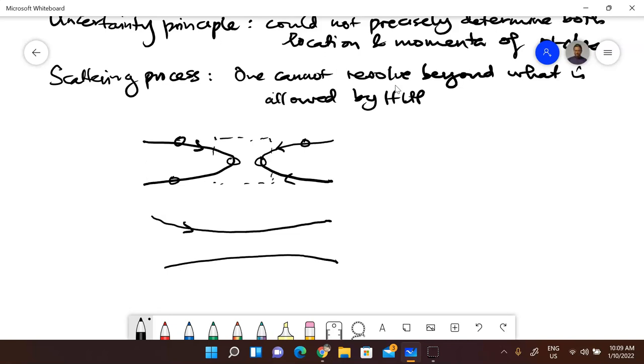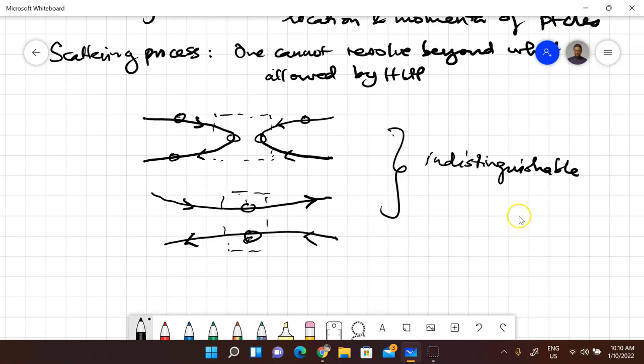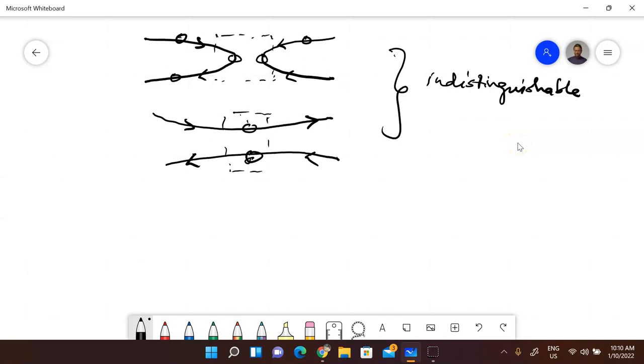So again, one cannot see the thing in the middle, in the box, because of the limitation given by the uncertainty principle. So this can be indistinguishable. So it's not just simply the quantum numbers, but you also have this problem with respect to scattering processes. Okay, so how does one actually include all this idea of indistinguishability in quantum theory is to look in terms of symmetry.